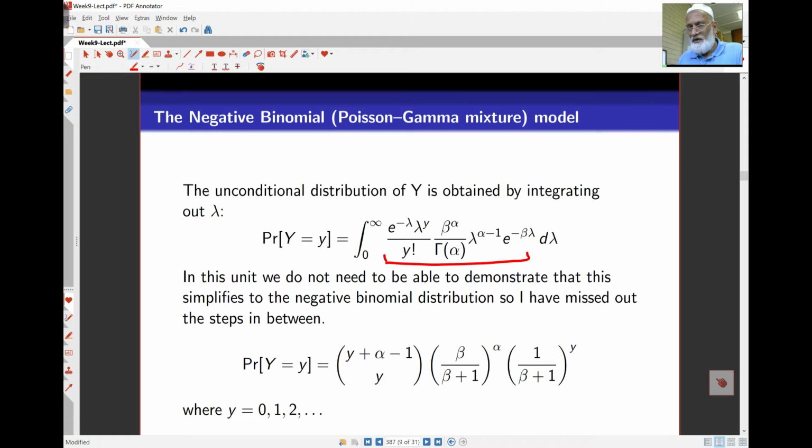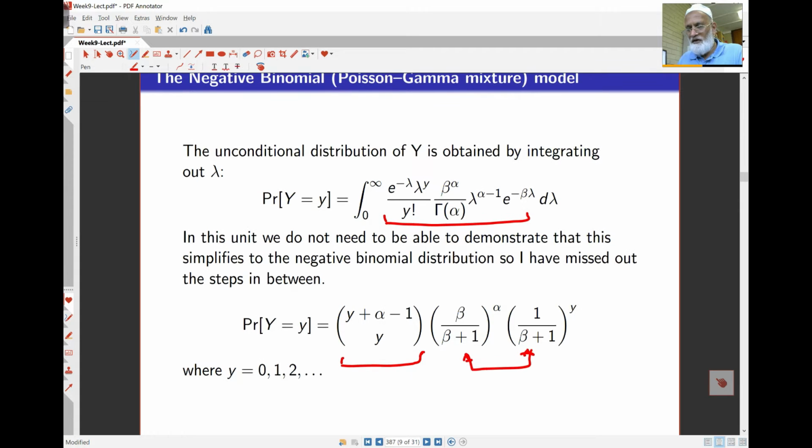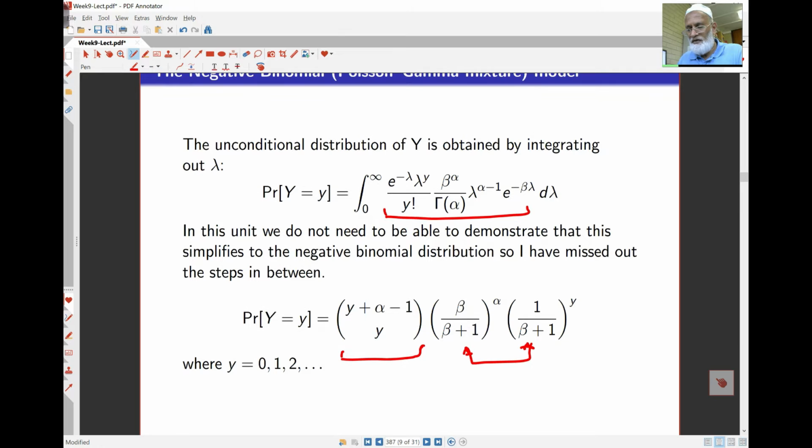Rather complicated, so we don't have to worry about this, but it comes down to this kind of expression over here. Probability of y equals y becomes this expression. You will see something that looks like a binomial distribution here, and similarly here it looks binomial as well. In fact, these two probabilities add to 1, and you've got the alpha and the y here as well. So there are little bits of binomial things in there, but it's not quite binomial. It's called negative binomial for a reason that we might see later on. Here again, y takes non-negative integer values starting from 0.